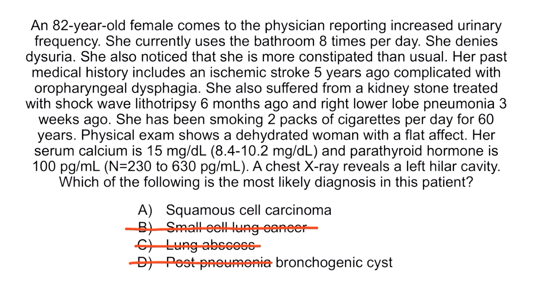Option D, post-pneumonia bronchogenic cyst, is also possible in this patient with a recent history of right lower lobe pneumonia. However, a bronchogenic cyst usually appears in the lobe previously affected by pneumonia. Also, none of the above-mentioned conditions would explain hypercalcemia with low PTH levels. And this patient had the cavity on the left rather than the right hilum, so D is incorrect.